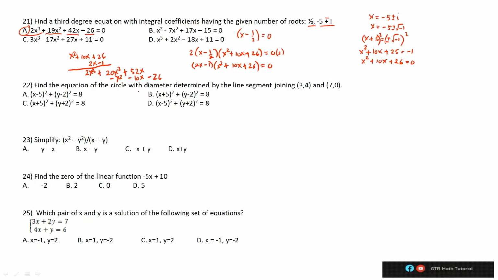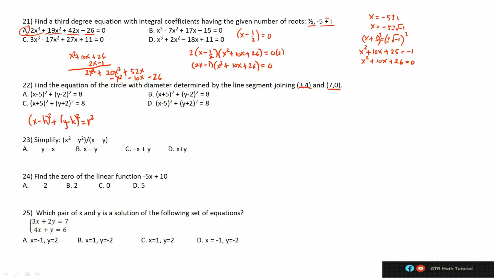So number 22, find the equation of the circle with diameter determined by the line segment joining 3/4 and 7/0. So yun yung diameter. So ibig sabihin, para makuha natin ang equation ng circle, ang equation kasi ng circle ganito, x minus h squared plus y minus k squared equals r squared. So hk is the center. So kung meron tayong given na dalawang ordered pair natin, dalawang point ay dulo daw ng diameter.